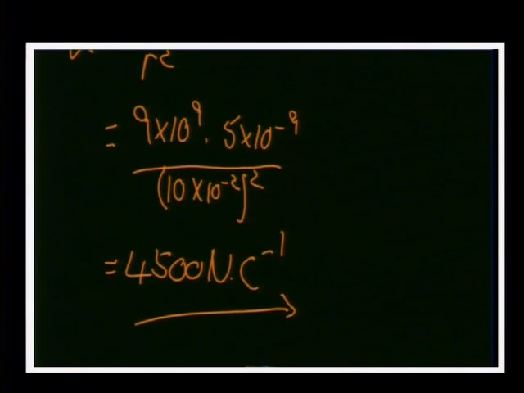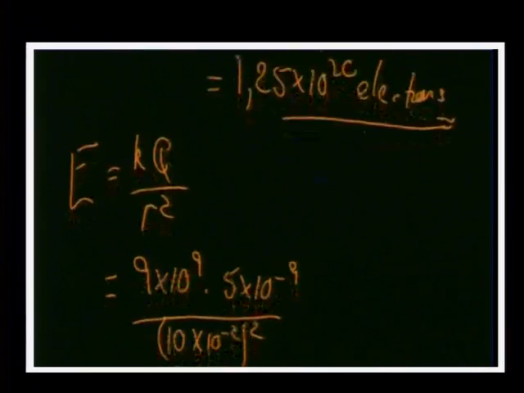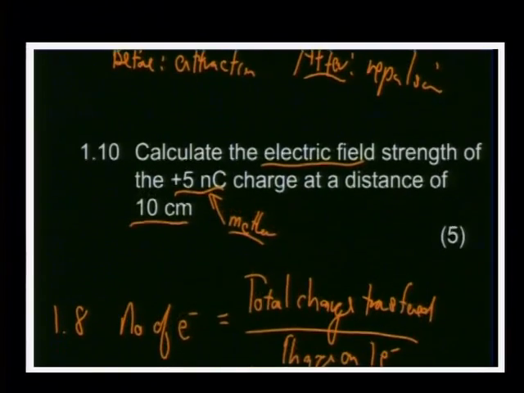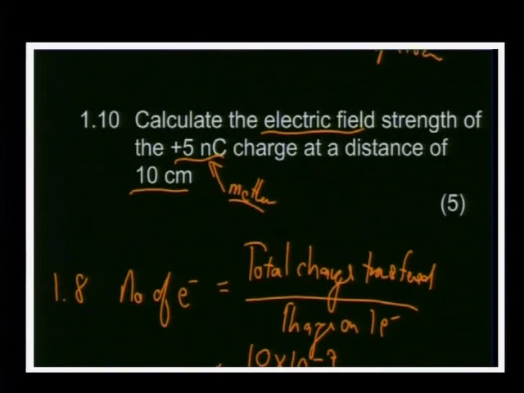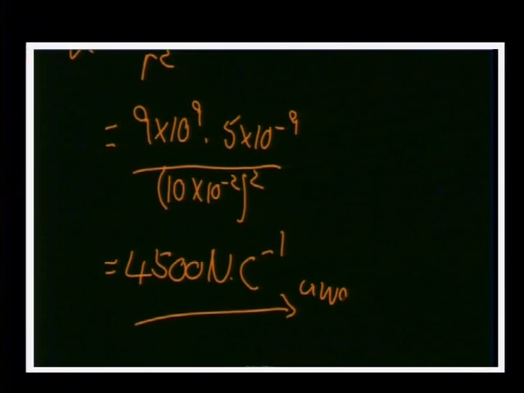It's not over though, because what we've got to recognize is that is the electric field strength at that point. The electric field strength is a vector. So we must say it is away from the positive charge because it was a positive charge. So we must say away from the +5 nanocoulomb charge. We've indicated the direction and we've got it all sorted out.